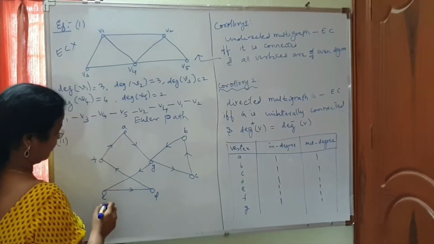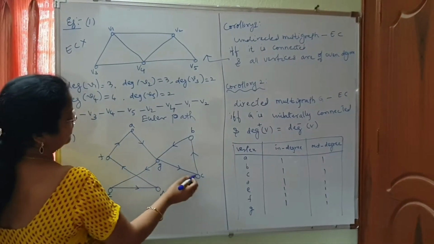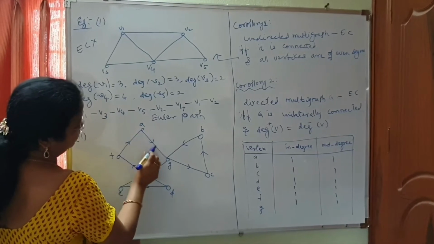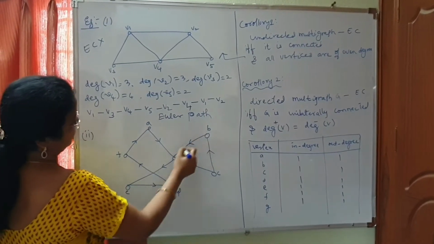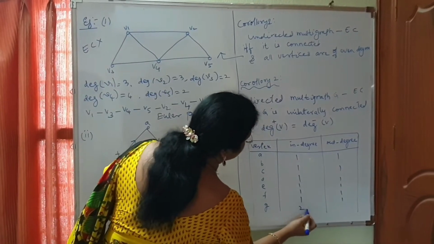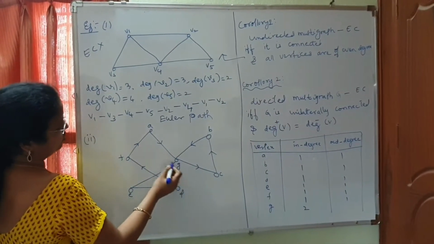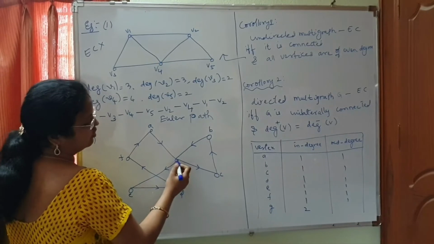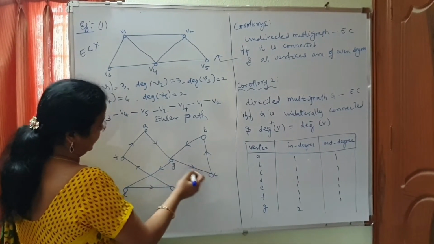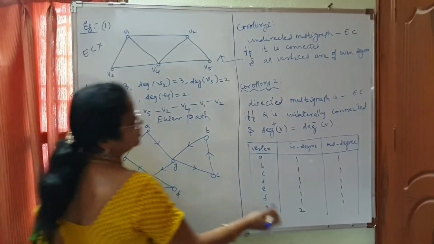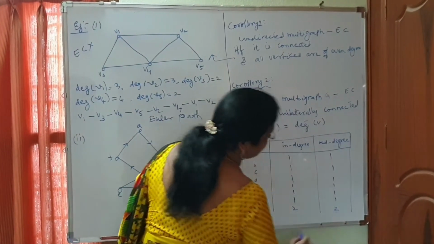For vertex G, if you observe clearly, the in degree of vertex G is from A and also from B. Therefore the in degree is 2. And the out degree is also what? Outside vertex G you have an edge from G to C and also from G to E. So therefore the out degree of the vertex is 2.